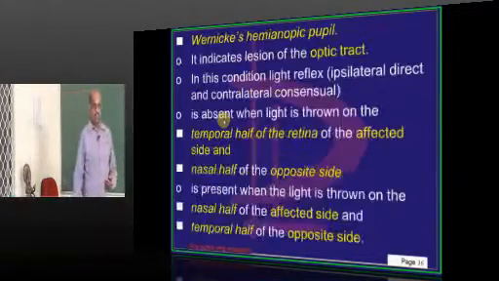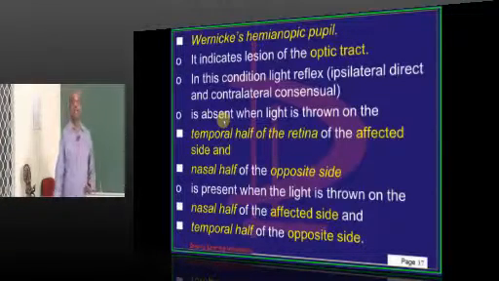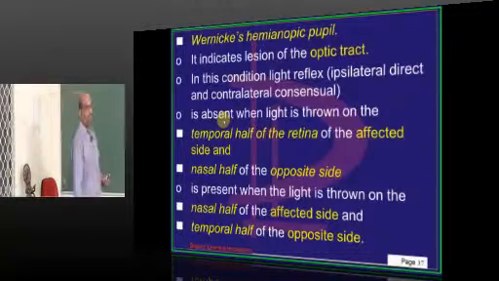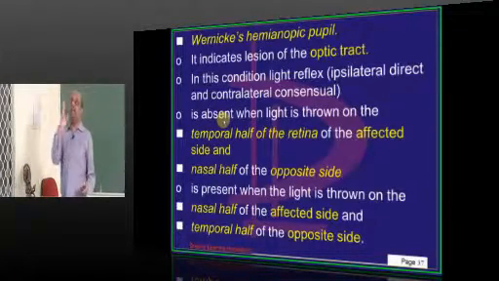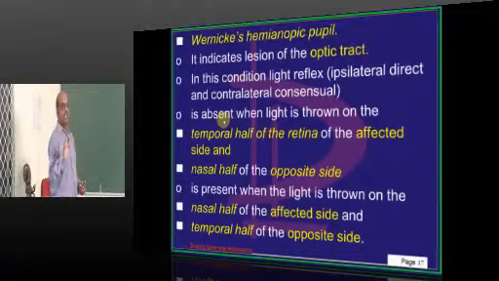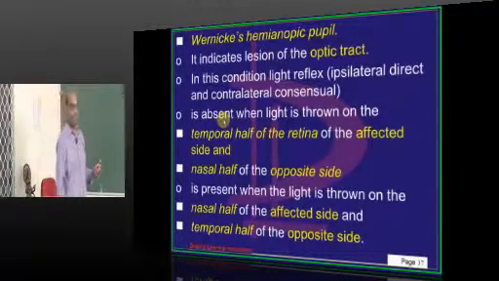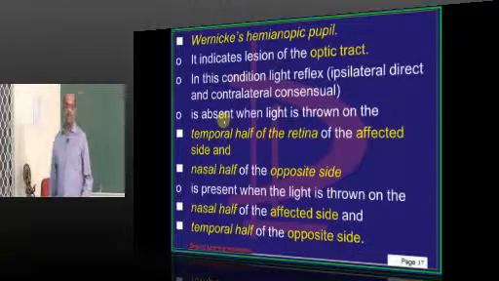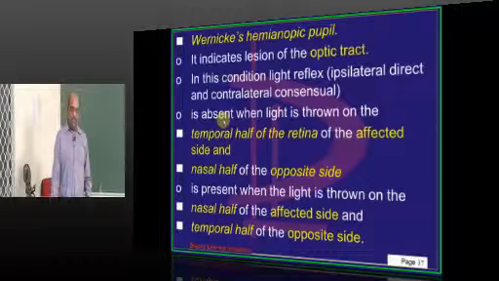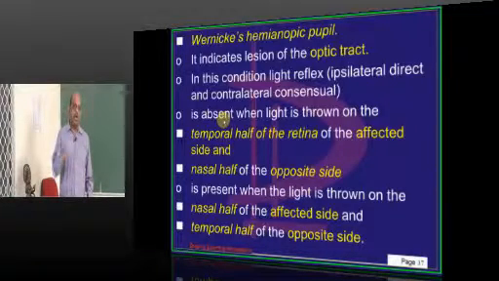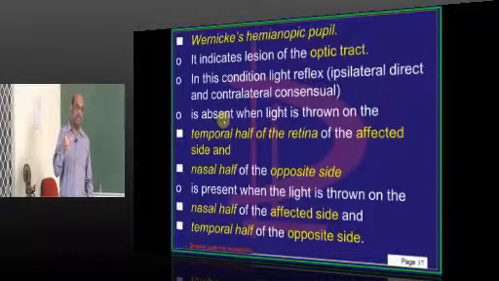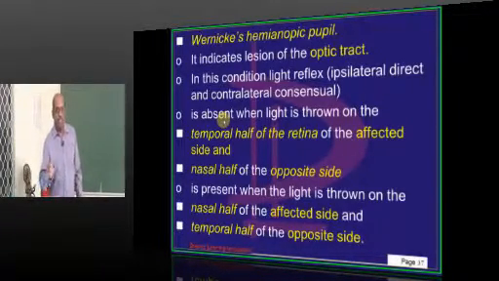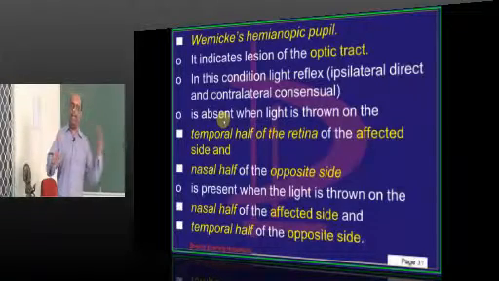No big deal. You know all these things. Then, Wernicke's hemianopic pupil. What does it mean? If the optic tract is involved, Wernicke's hemianopic pupil will be there. If you take my right optic tract, what is it carrying? My right-sided temporal fibers and, optic tract is between what and what? Between optic chiasma and lateral geniculate body. So it is carrying my right temporal and my left nasal.